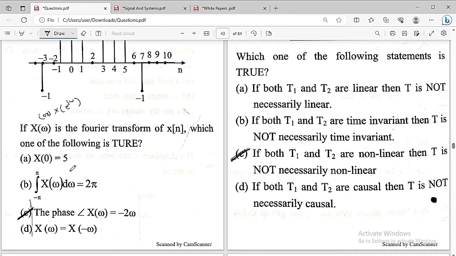But in the option they have given X of 0 is equal to 5. So definitely we can say this is wrong. But what is the actual one? The actual one is that X of 0 is nothing but 6.